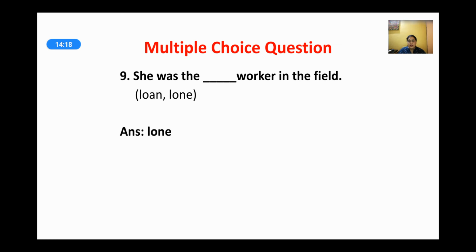She was the dash worker in the field. There are two words given there. This should be very easy because the meaning is quite clear. First word, LOAN. That refers to when you seek a loan from the bank, when you take money and pay interest and try to clear the loan. In the second instance, the word LONE refers to being alone. It's a single worker. It's a numerical thing. So when she is alone in the field, the word to be used is lone. She was the lone worker, the only worker in the field.